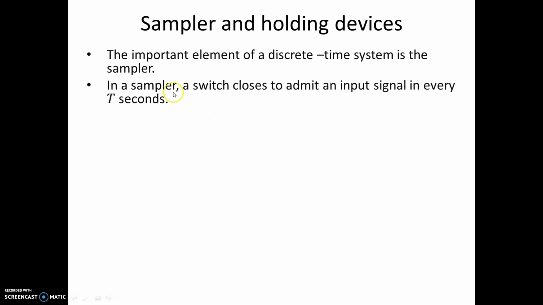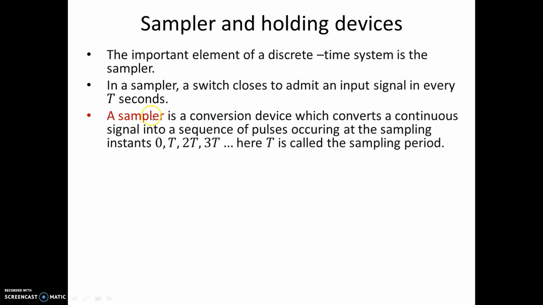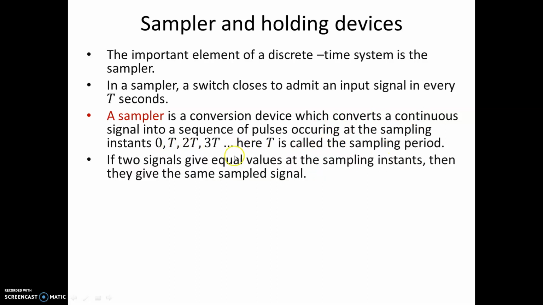In a sampler, a switch closes to admit an input signal every T seconds. A sampler is a conversion device which converts a continuous signal into a sequence of pulses occurring at the sampling instants 0, T, 2T, etc. Here capital T is called the sampling period. If two signals give equal values at the sampling instants, then they give the same sampled signal.